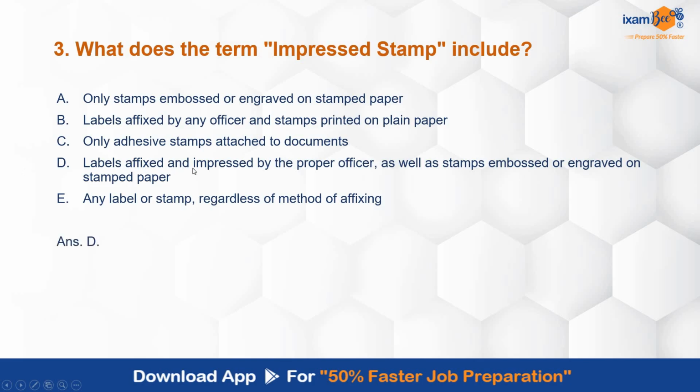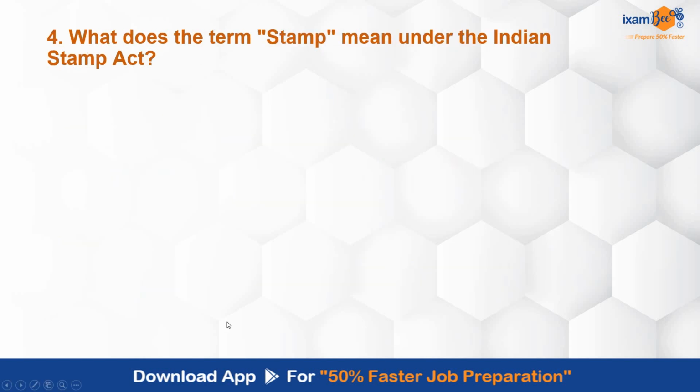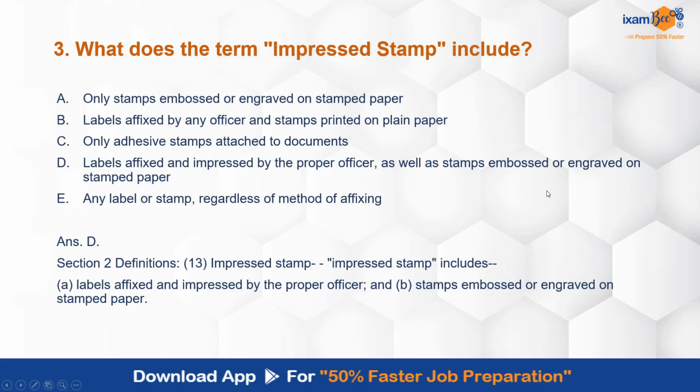Correct answer is D. The labels that are affixed and impressed by the proper officer as well as stamps embossed or engraved on stamp paper. Section 2 definitions deal with it. Impressed stamp. Clause 13 deals with this. So in that it is covered. This is basic about stamps.